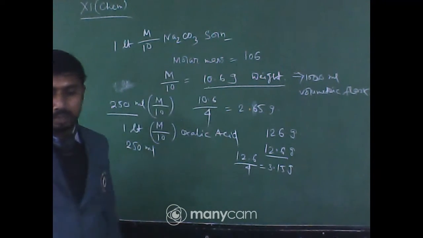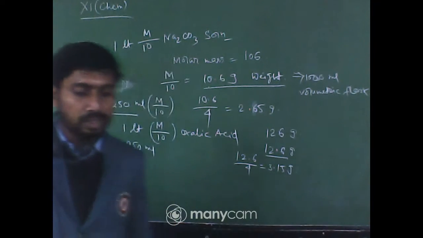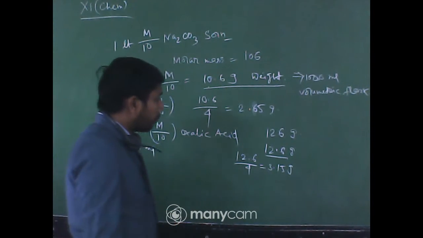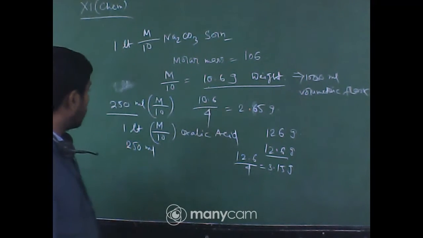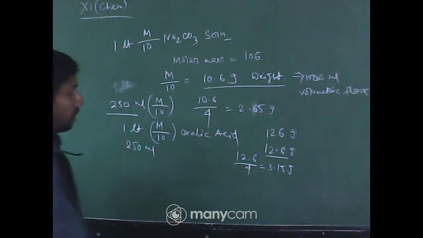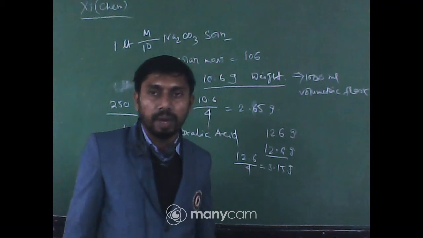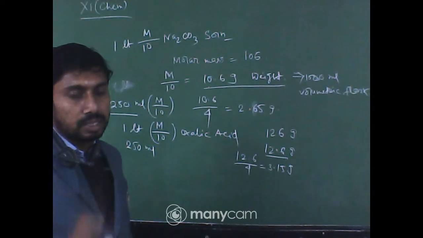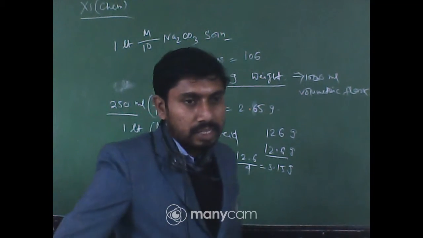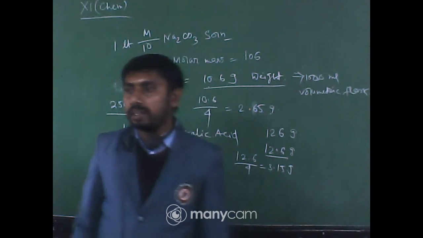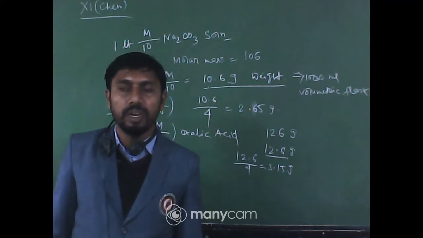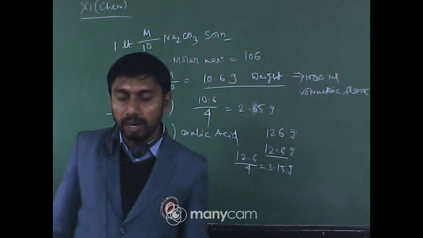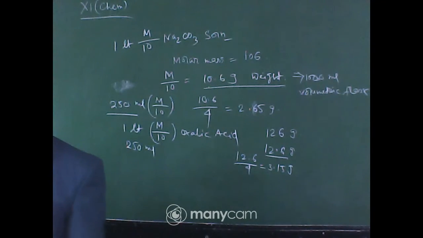3.15 gram should be weighed on the electronic balance, using a weighing bottle, and then placed quantitatively into the 250 ml volumetric flask. Add water up to some extent first, and shake it so that the salt may dissolve, and then fill up the volume. Don't fill up to the mark at first, as there may be some error. So this is the preparation of M/10 oxalic acid.